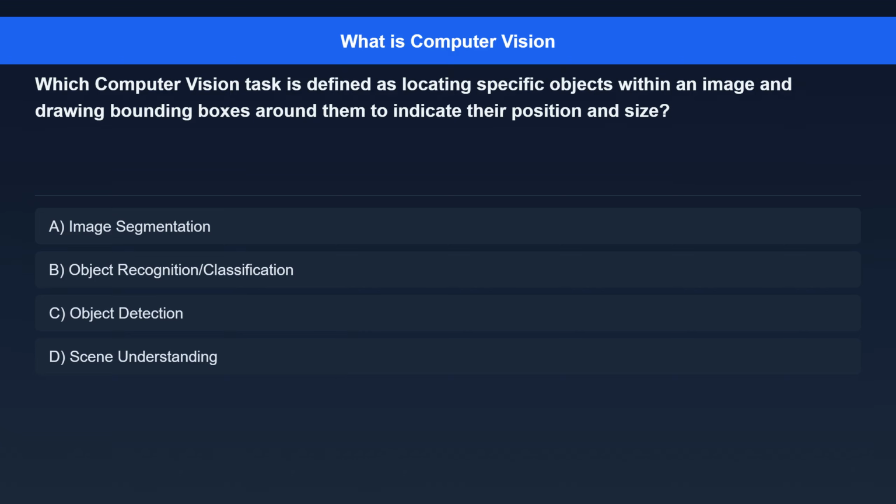Question 2. Which computer vision task is defined as locating specific objects within an image and drawing bounding boxes around them to indicate their position and size? Option A. Image segmentation. Option B. Object recognition/classification. Option C. Object detection. Option D. Scene understanding.